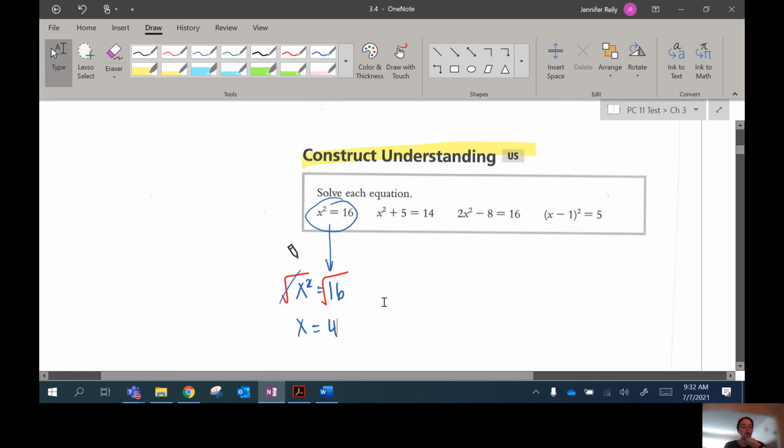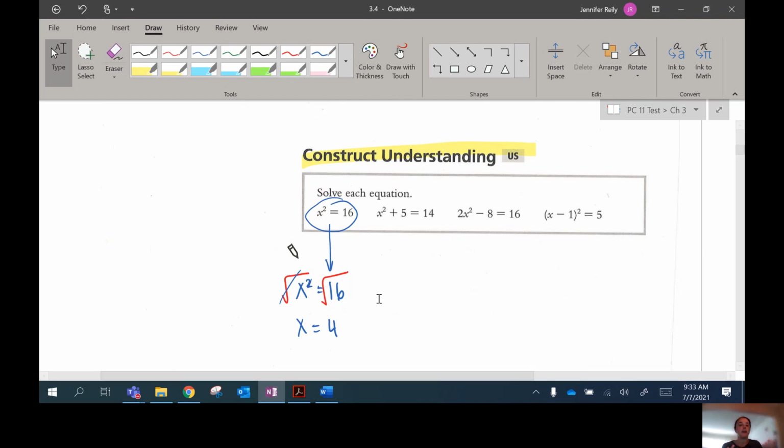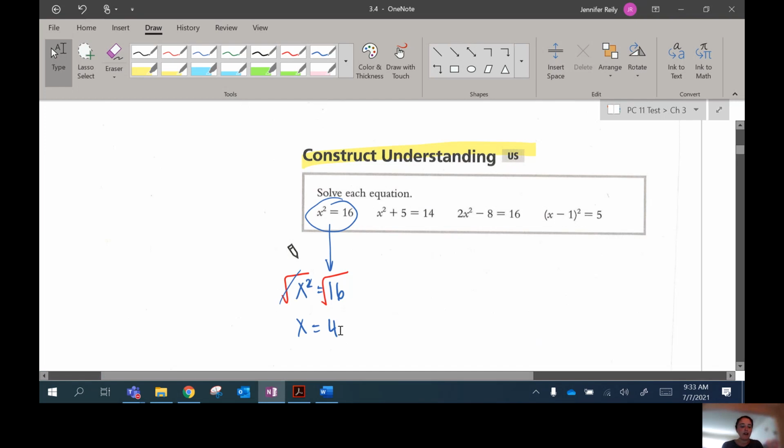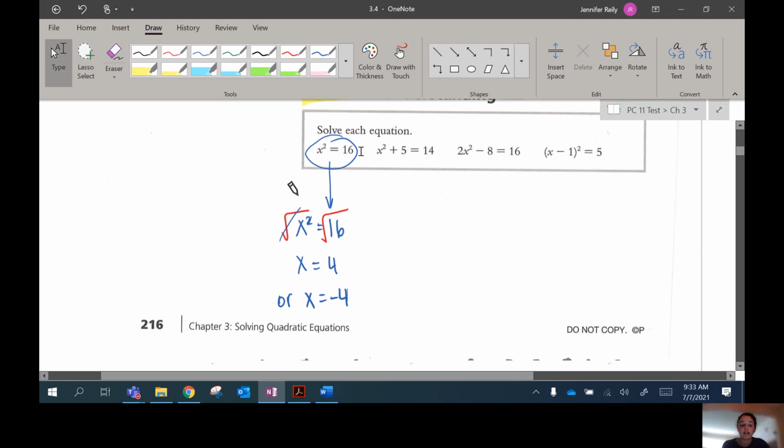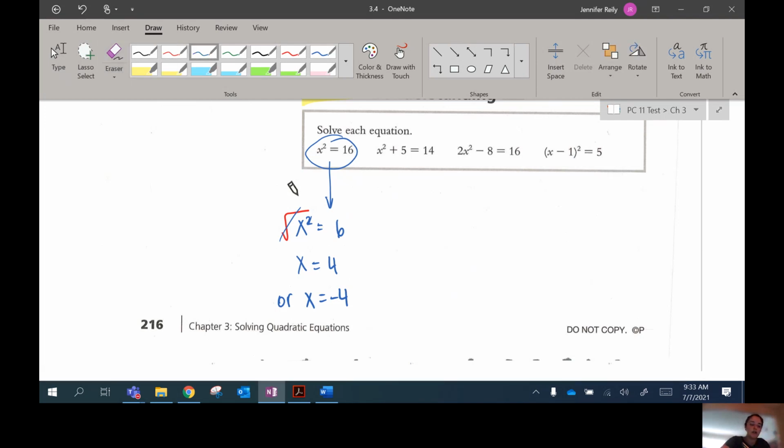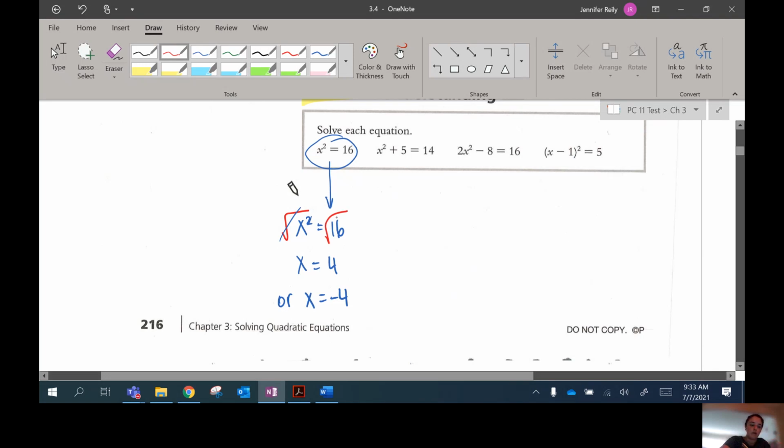Now, we have to be very careful with this, though, because there's actually another solution. Remember how in the previous lesson, there was always two answers. When you square a negative number, it also gives a positive solution. So I could also have x equals -4, because -4 squared would also give 16. So when you take the square root of both sides, we have to remember to include both the positive and the negative answer. So this is how we write it. We do plus or minus the square root of 16. So that would include both the +4 and the -4.